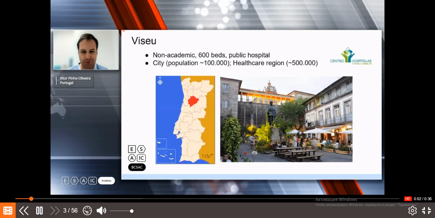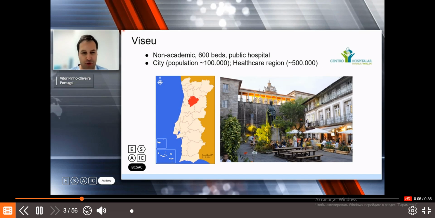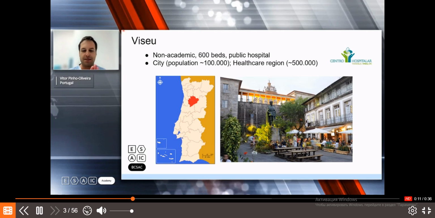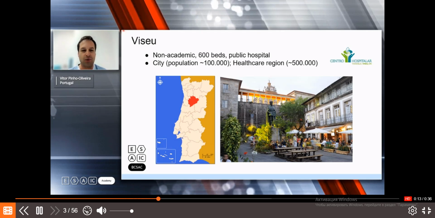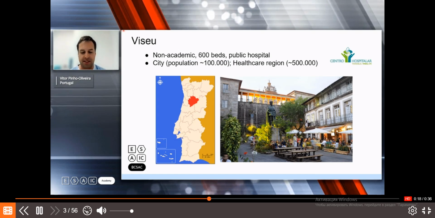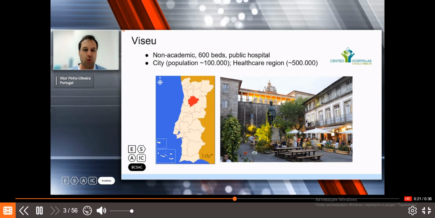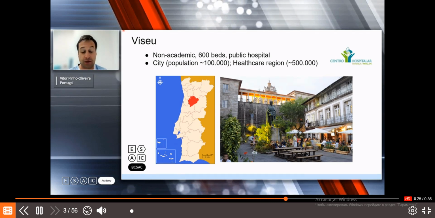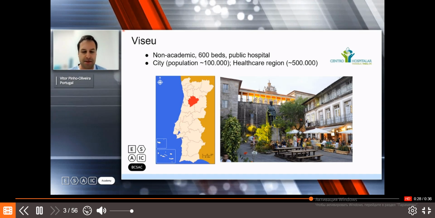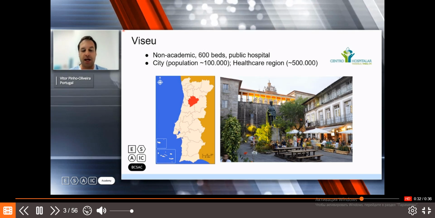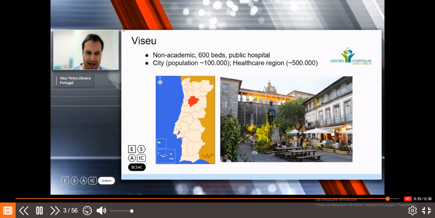When people ask me where Viseu is, I tease them with this. If you consider Portugal to be a cell phone, Viseu is the place of the rear camera. My hospital is a public, non-academic hospital with 600 beds. The city has about 100,000 inhabitants, but we care for 500,000 people in our healthcare region. We are midway between the mountains and the sea.